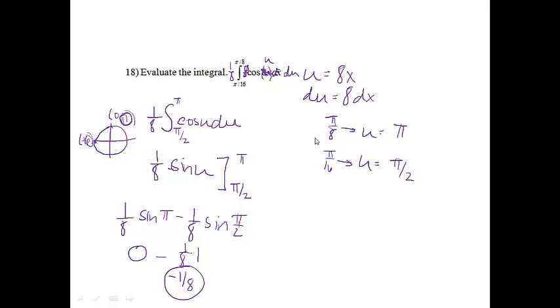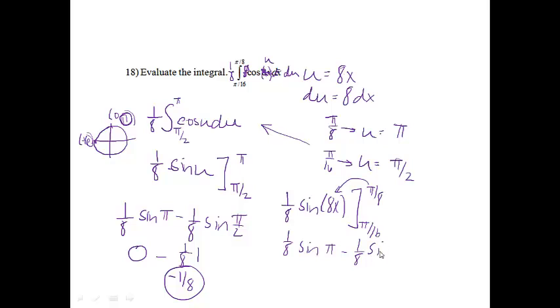Okay, if you had not done this step that I did, you would have ended up having 1/8 sine of 8x, and then you would have been evaluating it at pi over 8 and pi over 16. We would have plugged the pi over 8 in, and notice when I do that, 8 times pi over 8 is pi. And then when I plug pi over 16 in, 8 times pi over 16 is pi over 2. So you end up getting the same thing, just two different approaches.